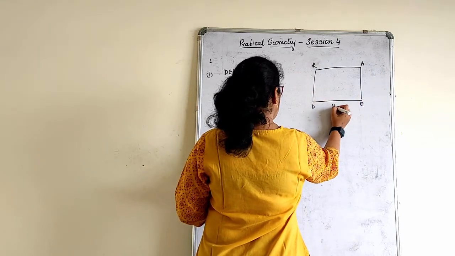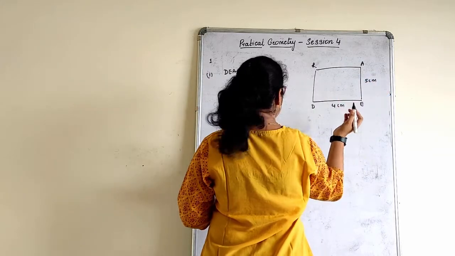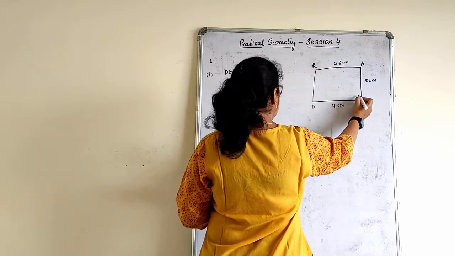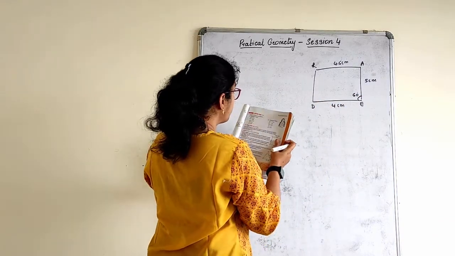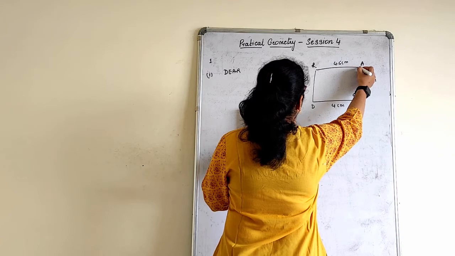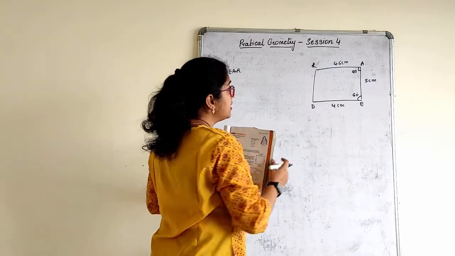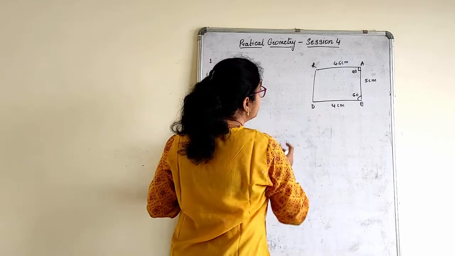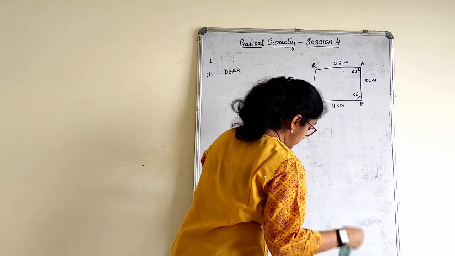So DE measures 4 cm, EA measures 5 cm, AR measures 4.5 cm, angle E measures 60 degree and angle A measures 90 degree. But here children, we don't have any measurement for this. We only have a base point. So what we will do here is, first of all, we will take a base.